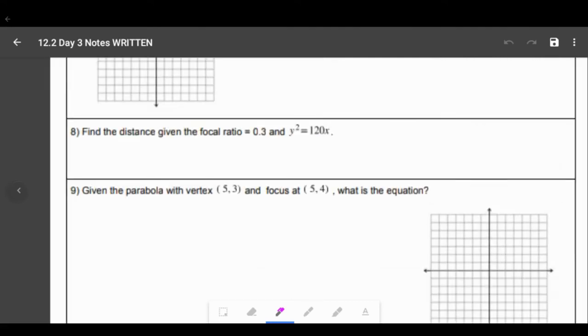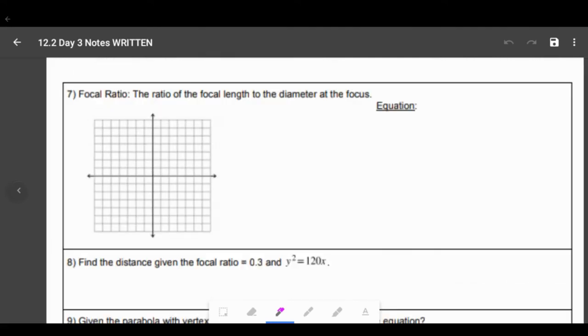All right, let's take a look at the third page right here. Now we're going to talk about something called the focal ratio. It's just the ratio of the focal length to the diameter at the focus. So basically, when you look at the focal ratio, there's a vertex, and let's say I have a parabola right here.